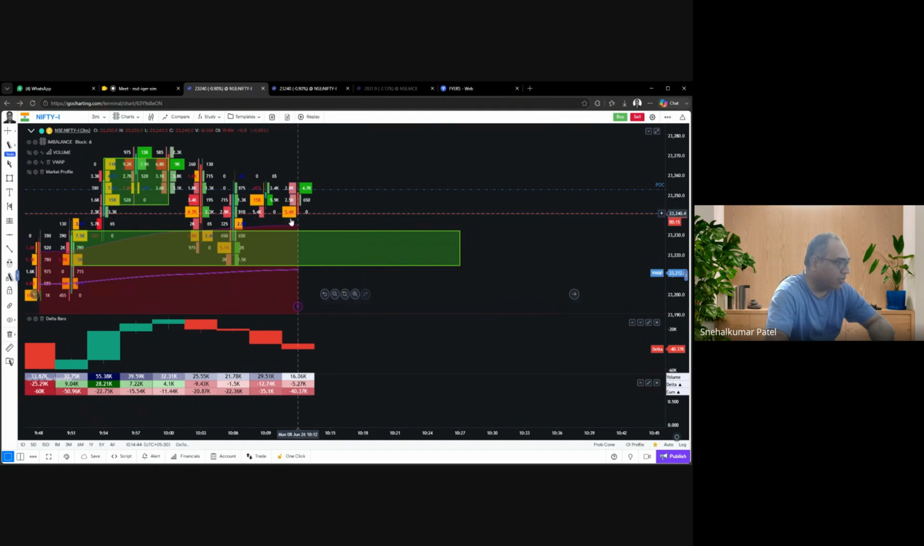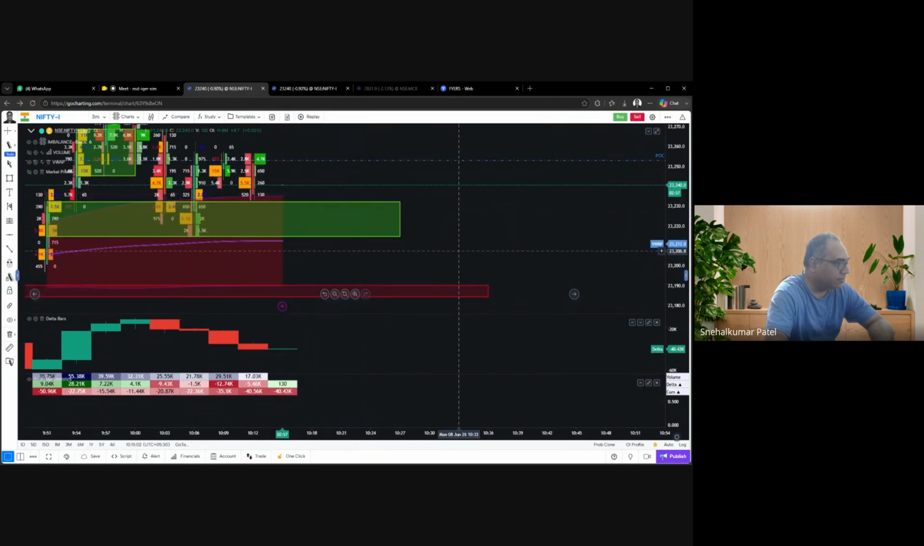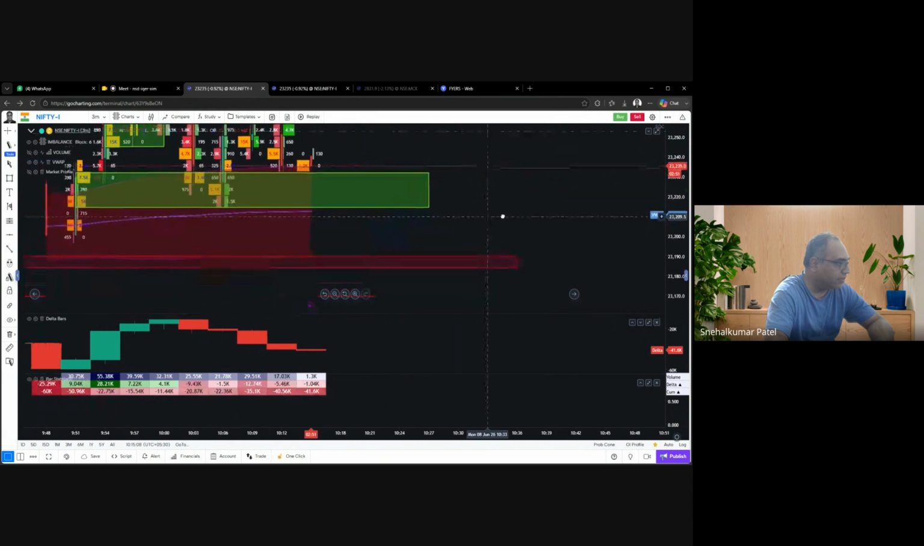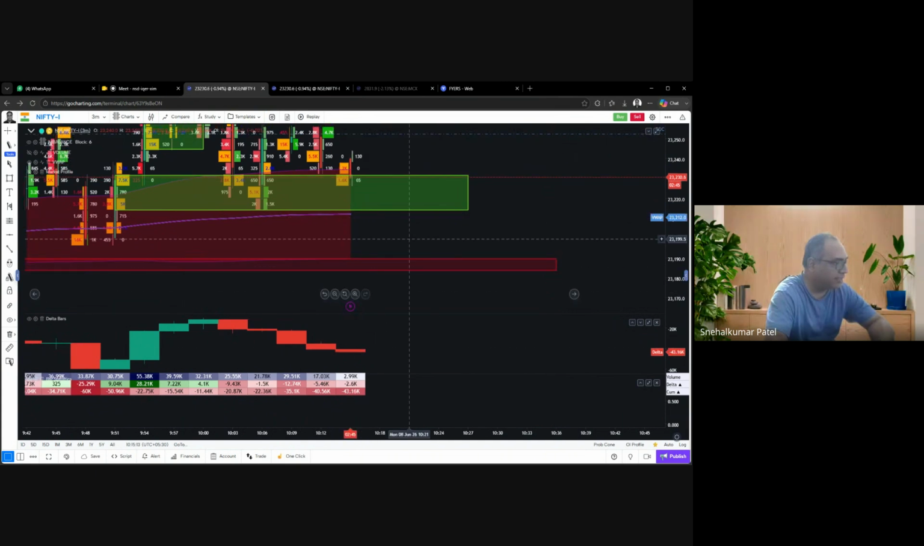Heavy selling on the left side, imbalance is formed. Again, rejection from the same level, 23,250 point of control. This level has to be broken. If sellers have to dominate, they have to break this level. They are trying to, let's see. And the price should also go below VWAP. VWAP is also a kind of level where maximum participation takes place.